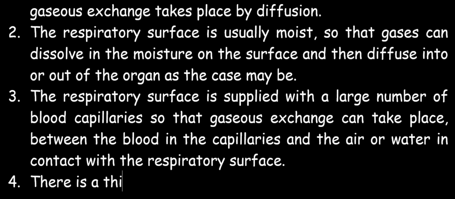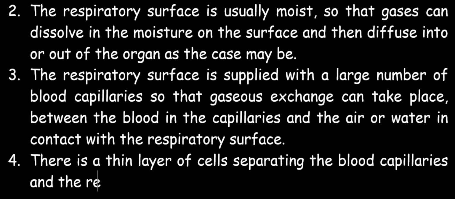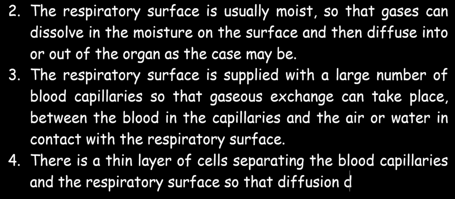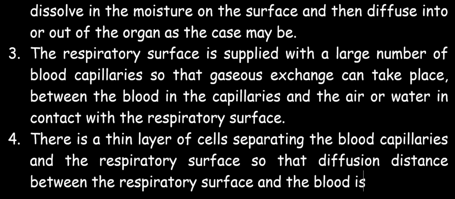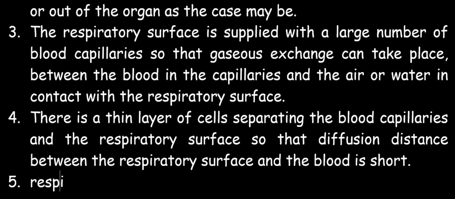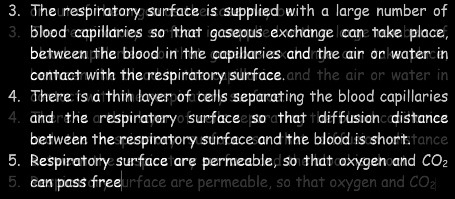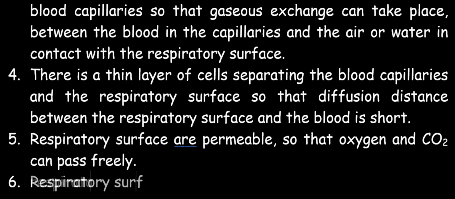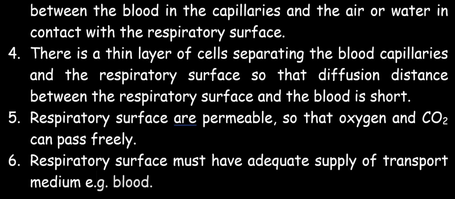There is a thin layer of cells separating the blood capillaries and the respiratory surface, so that the diffusion distance between the respiratory surface and the blood is short. 5. Respiratory surfaces are permeable so that oxygen and CO2 can pass freely. 6. Respiratory surfaces must have an adequate supply of transport medium, e.g. blood.